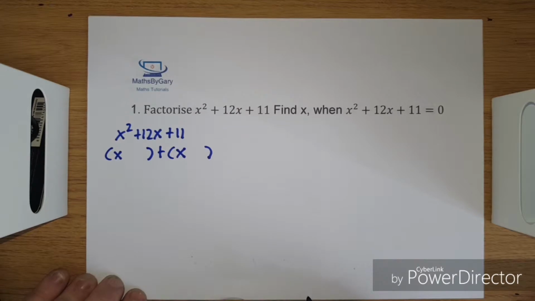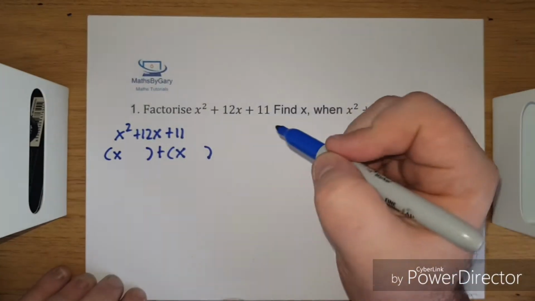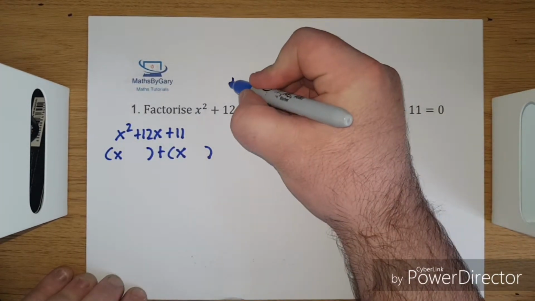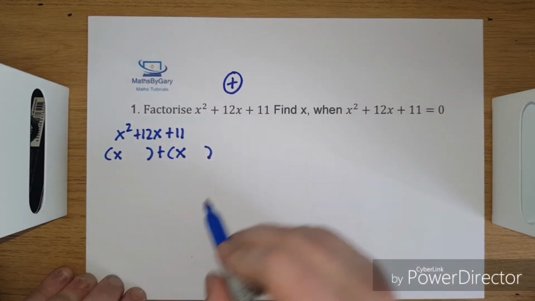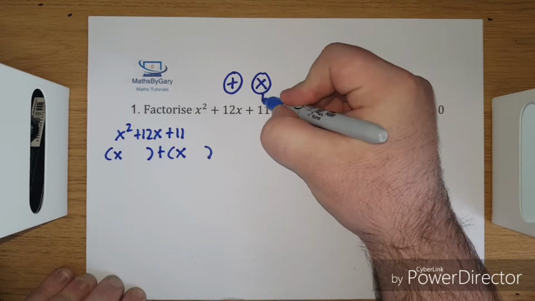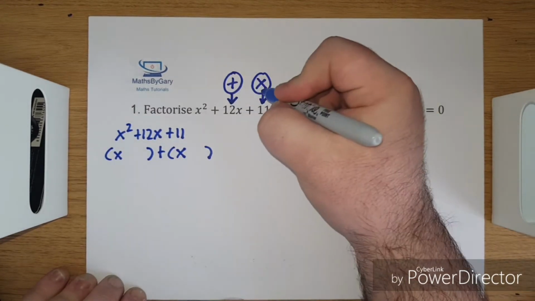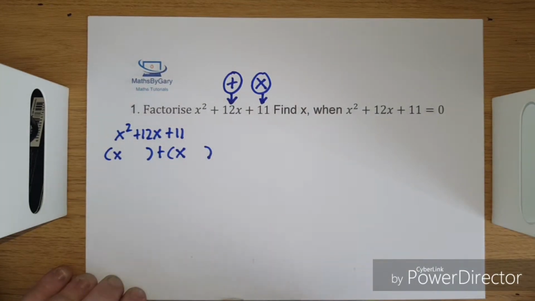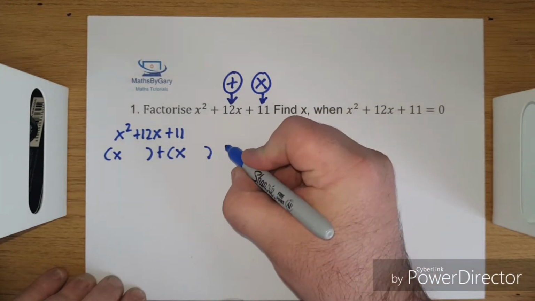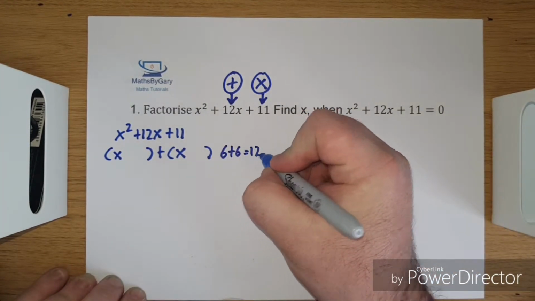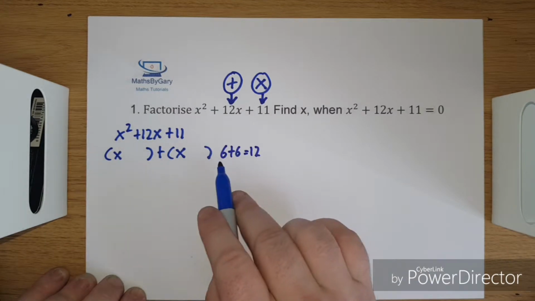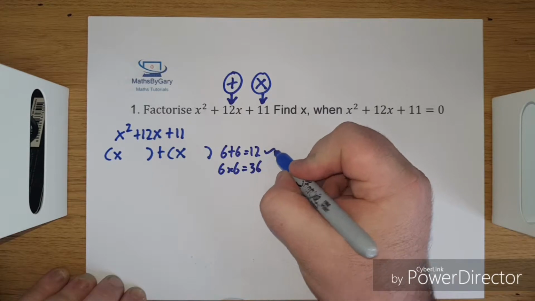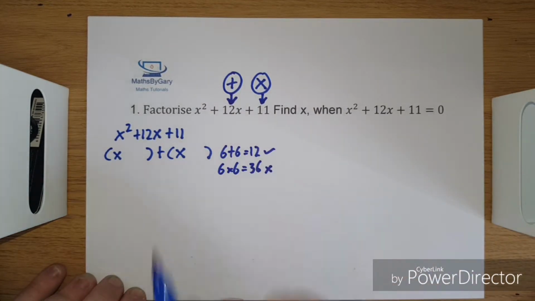So 12x plus 11. If we imagine we want to find two numbers that when added together give 12, but when we multiply them, we get 11. You can use this method when it's x squared. So two numbers added together to give 12. Well, first of all, let's try 6 plus 6, which would give us 12, which we want. But then 6 times 6 would give us 36. So we don't want 36, we in fact want 11.